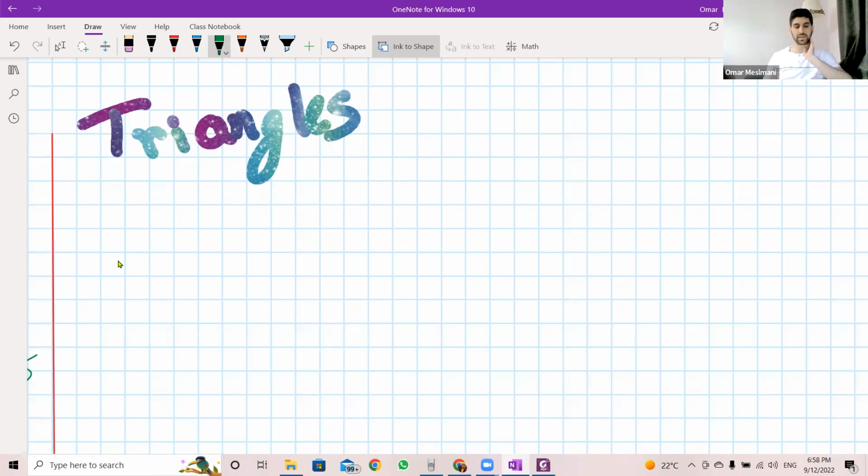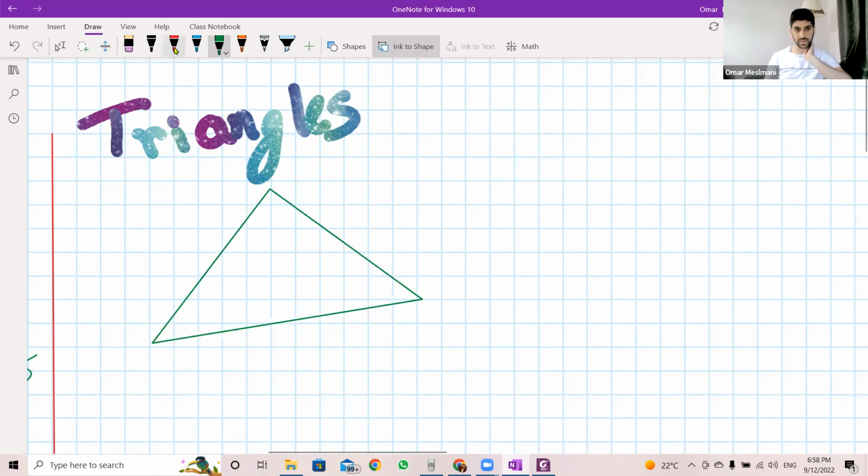Triangles, basically, I will try my best to explain everything about the triangle. First of all, a triangle has three sides: side number one, side number two, and side number three. Once you have three sides, you have a triangle, and you also have three angles, A, B, C. This is what we call a triangle. So the angle A, the angle B, and the angle C.